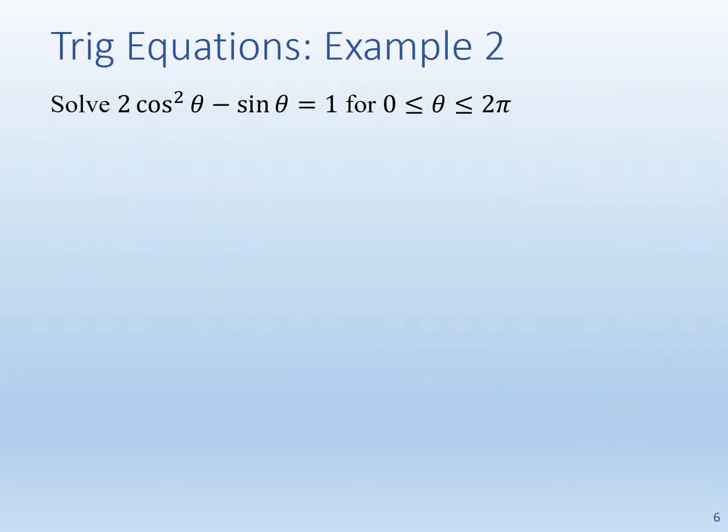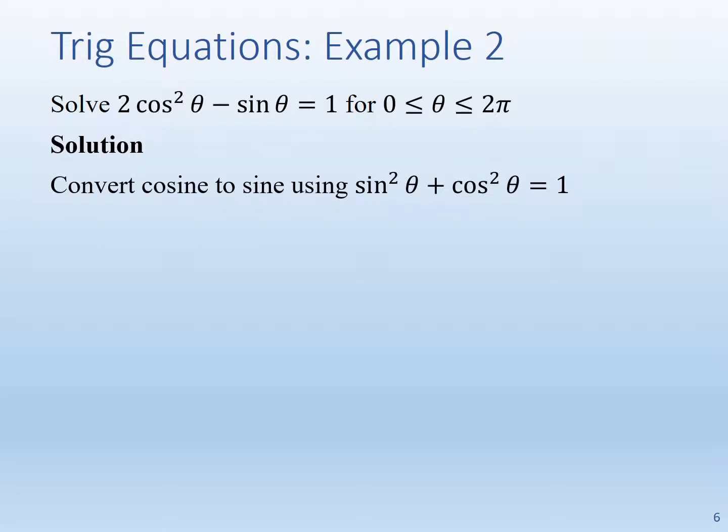In this example, we're going to solve this rather difficult equation involving cosine squared and sine theta. So in order to do so, we'll need to write it all in terms of either sine or cosine. We'll convert the cosine squared theta into sine squared theta using this identity. So we can write cosine squared theta is 1 minus sine squared. We'll replace the cosine squared theta there in the equation with 1 minus sine squared theta.